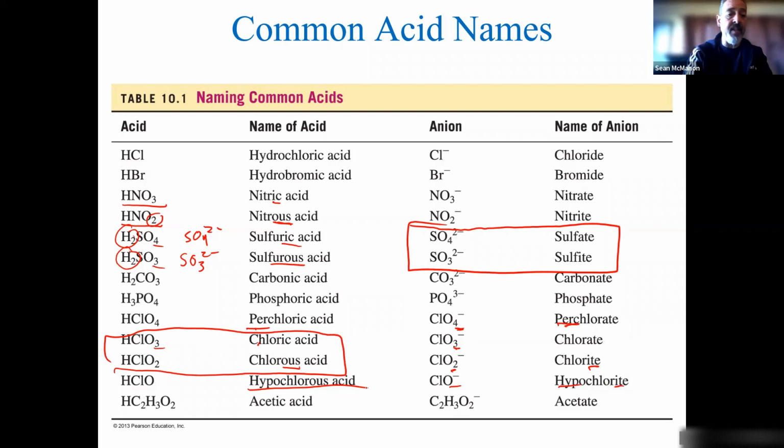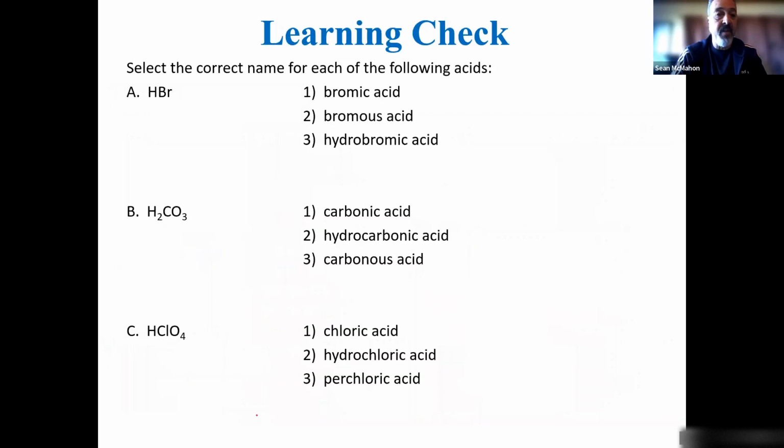And then I throw in acetic acid because this is one you just have to know. It's really common. It's a weak acid, weak carboxylic acid that we deal with a lot. You've seen it in some of your labs and when we do titrations with vinegar and things like that. So just as a review, let's just practice. Can we select the correct name for each of the following acids?